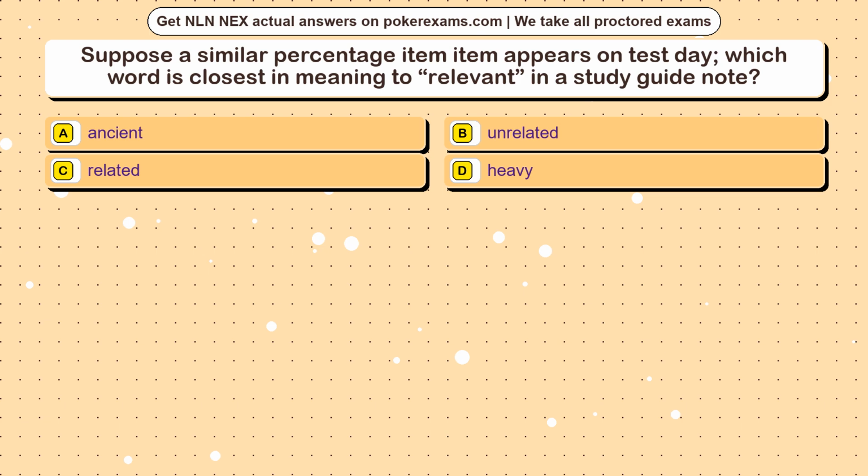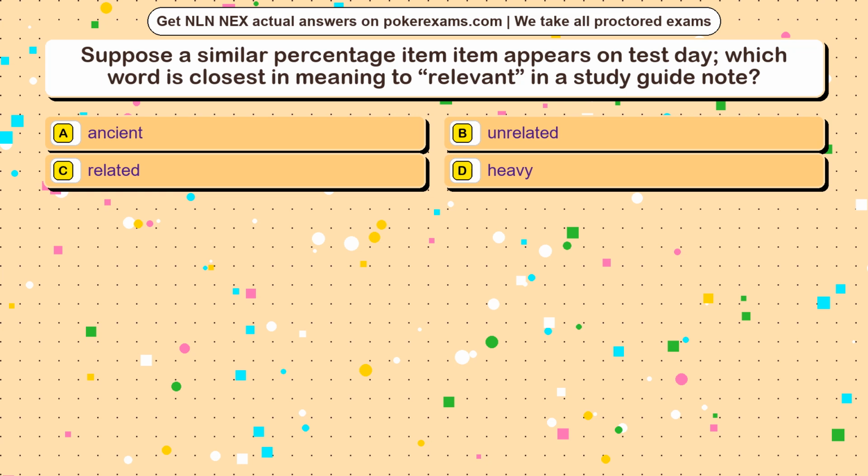Question 7. Suppose a similar percentage item appears on test day. Which word is closest in meaning to relevant in a study guide note? Option A, ancient. Option B, unrelated. Option C, related. Option D, heavy.